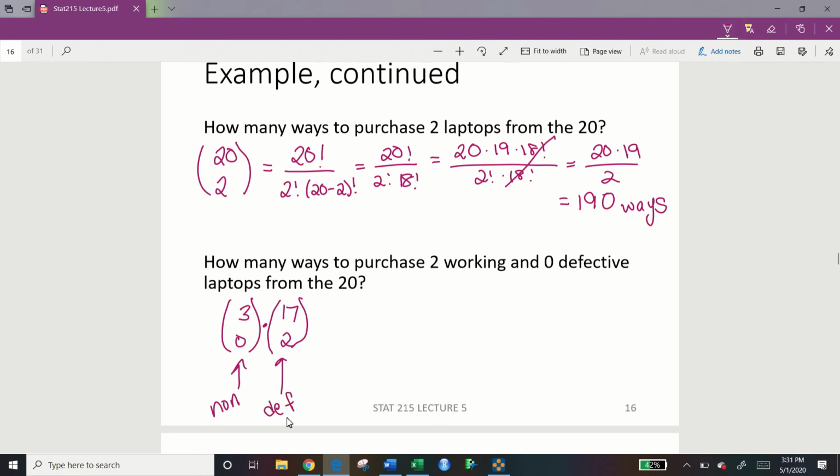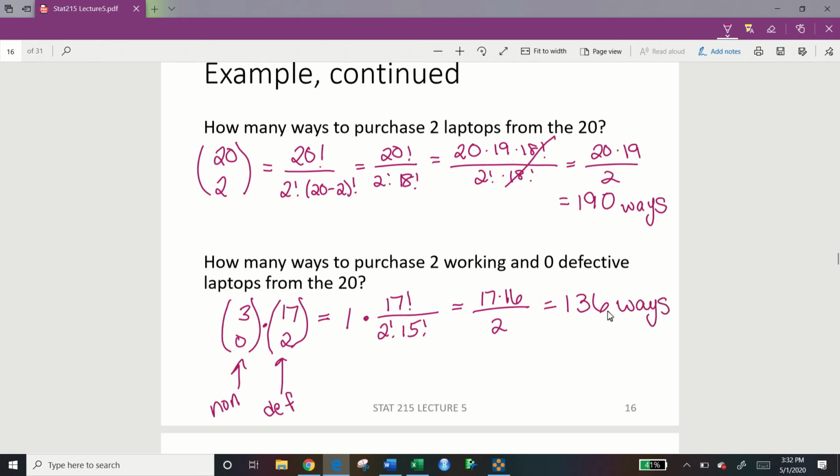So 3 choose 0 of the non-defective multiplied by 17 choose 2 of the defective. This is an application of our multiplication rule. So 3 choose 0 is 1 multiplied by 17 factorial over 2 factorial multiplied by 15 factorial, which will equal 17 times 16 over 2, which will give us 136 ways.